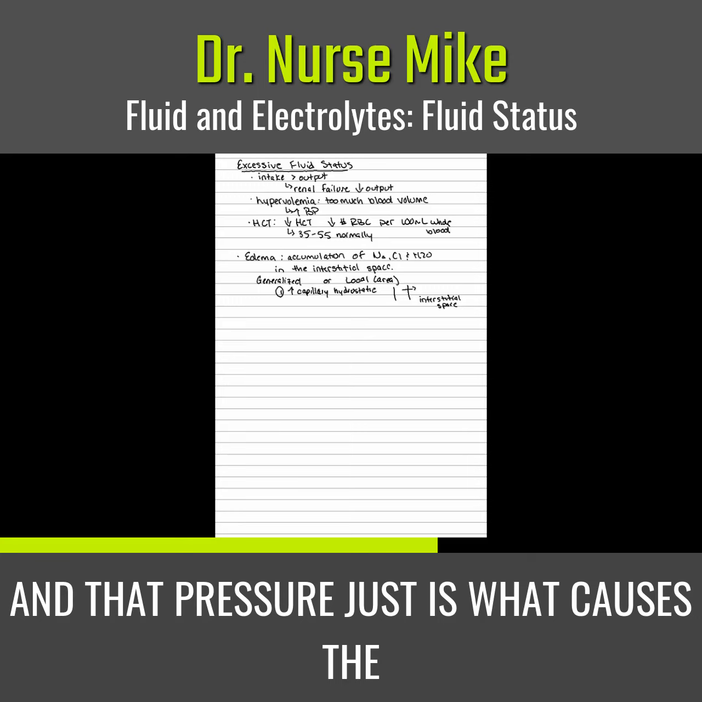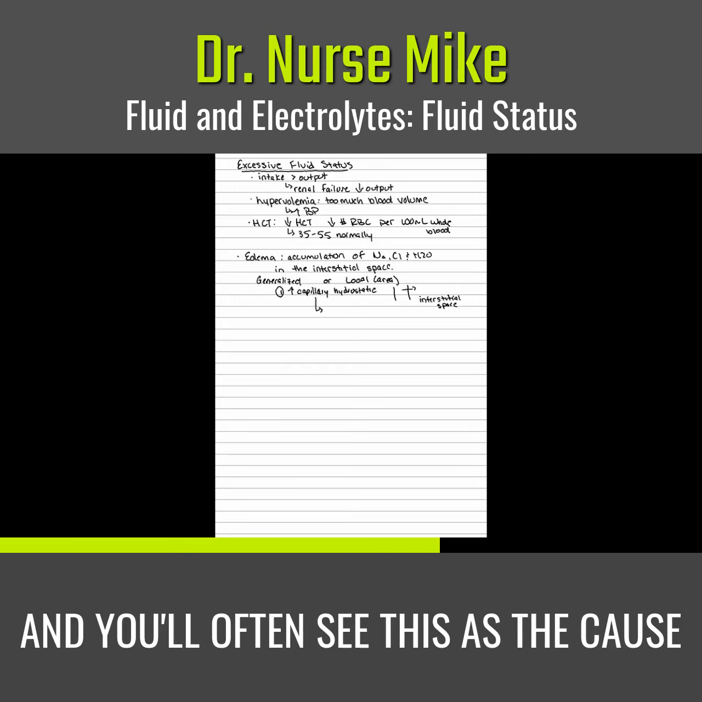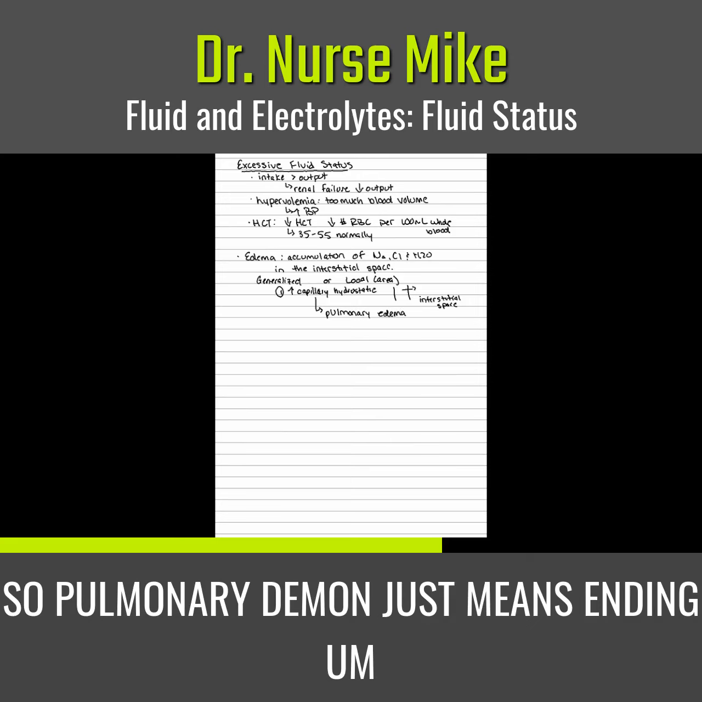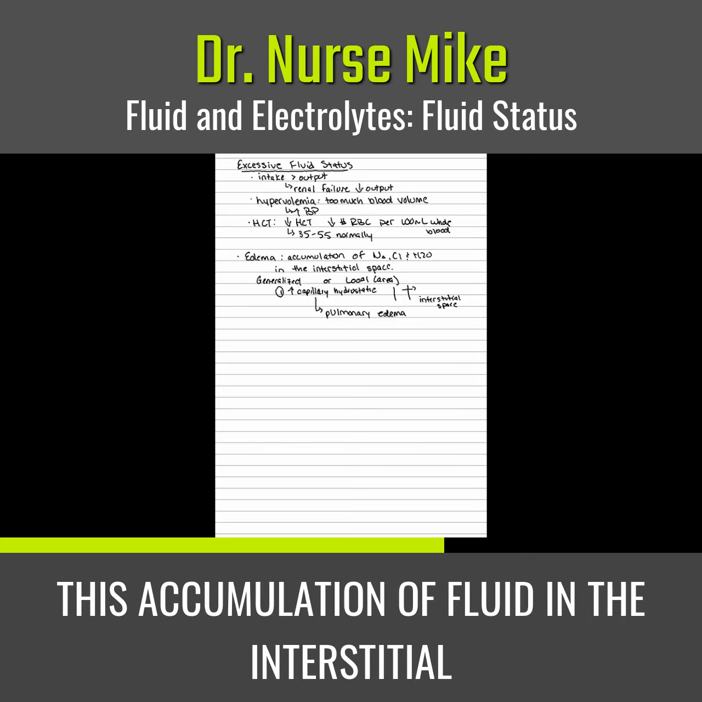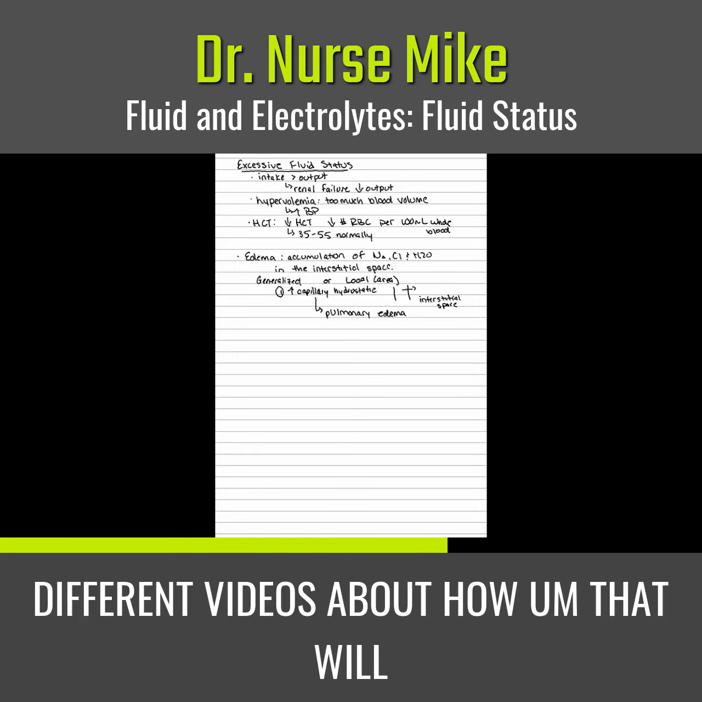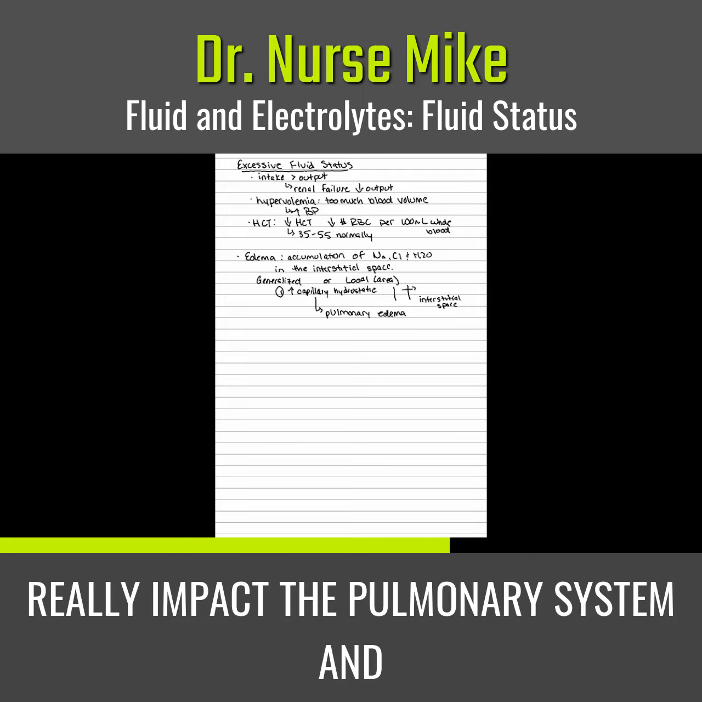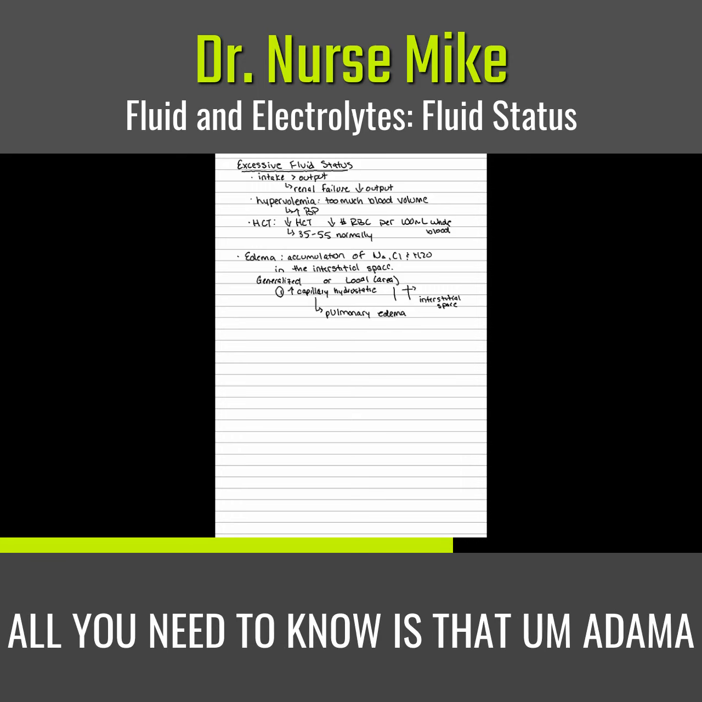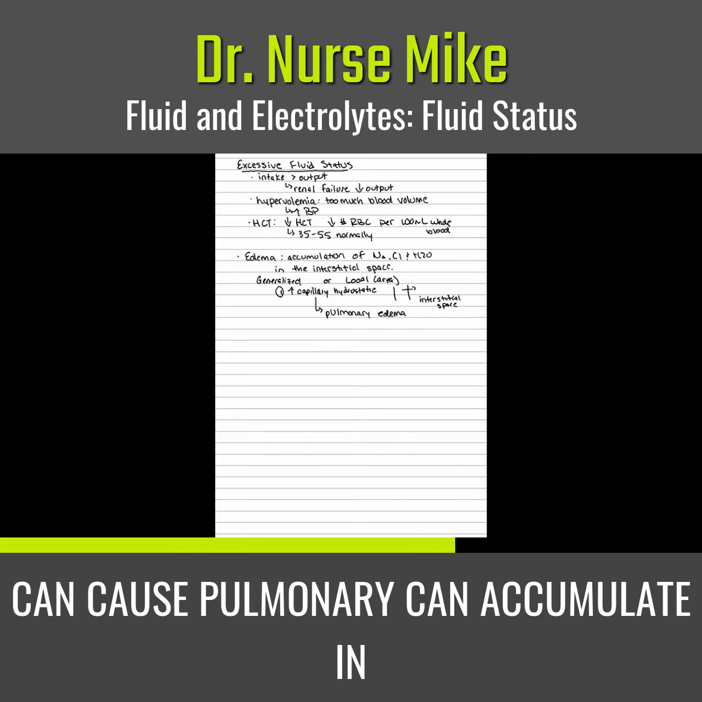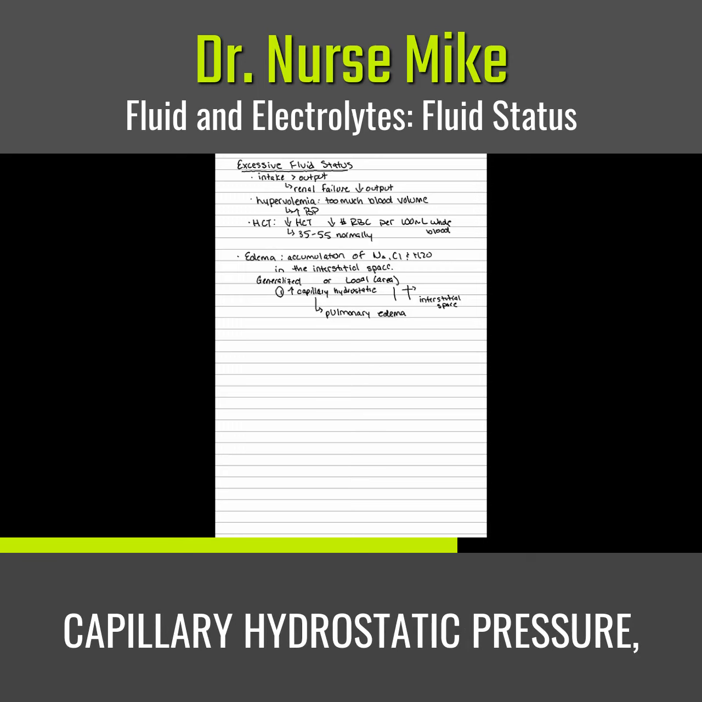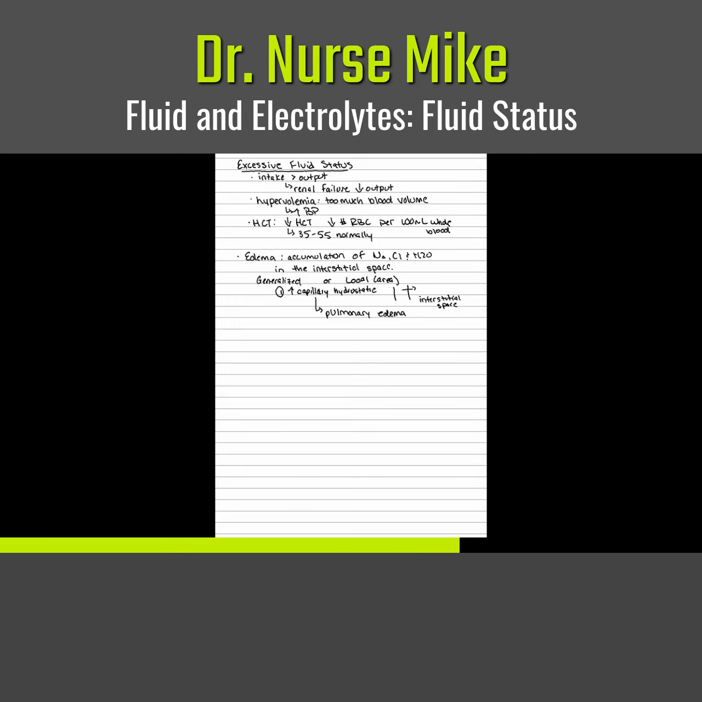And that pressure is what causes the fluid to leak out, and you'll often see this as the cause of pulmonary edema. Pulmonary edema just means this accumulation of fluid in the interstitial space in the lungs, and we'll get into different videos about how that impacts the pulmonary system and other organs. But for now, all you need to know is that edema can accumulate in the lungs, and that's known as pulmonary edema, typically caused by the capillary hydrostatic pressure increase.